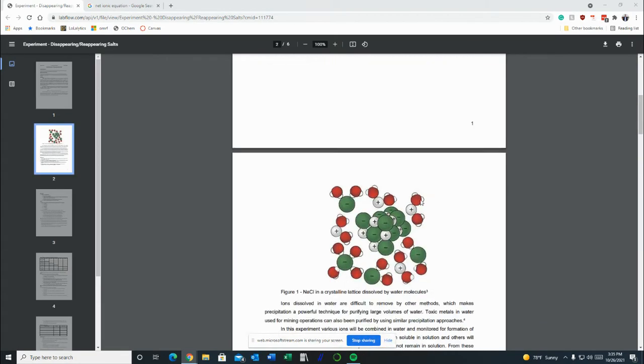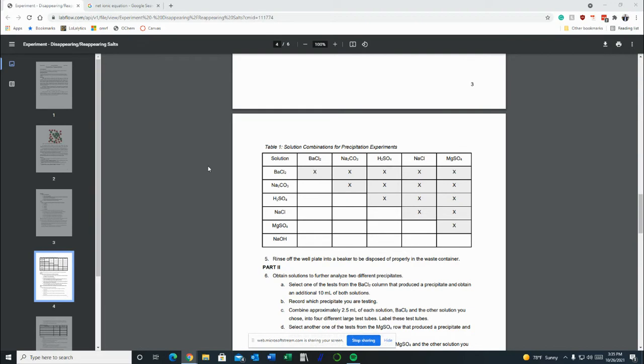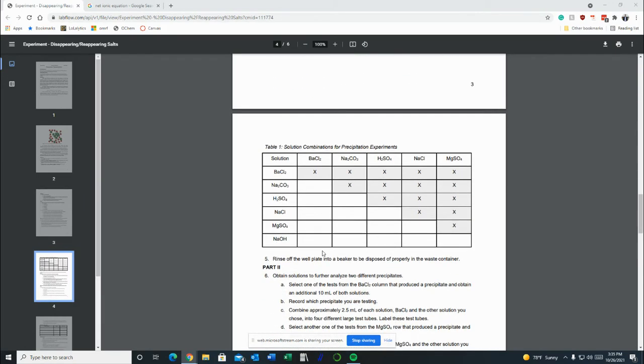So let's go down to your procedure a little bit. So this table here is basically your main experiment for this week. So on the top is the chemical that you're going to put in each well. You're going to fill each well up with about half of each of these solutions. So each of these wells will have halfway full with barium chloride. Each of these will be halfway full with sodium carbonate, so on and so on. And then you're going to add in a few drops of the compound on the left. So you add in a couple of drops of sodium carbonate, a few drops of sulfuric acid, sodium chloride, and so on and so on.